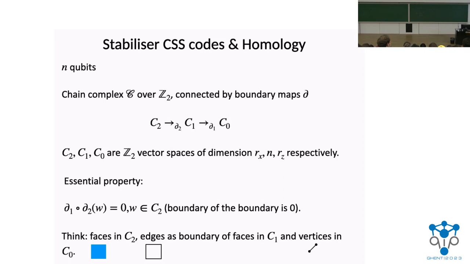And then, of course, if I have a collection of faces, I just add these vectors, so I have some other vector in C2. Now the idea of this boundary map is that it takes the boundary of these faces. The boundary of a face consists of the edges around it. And you see that faces are two-dimensional.